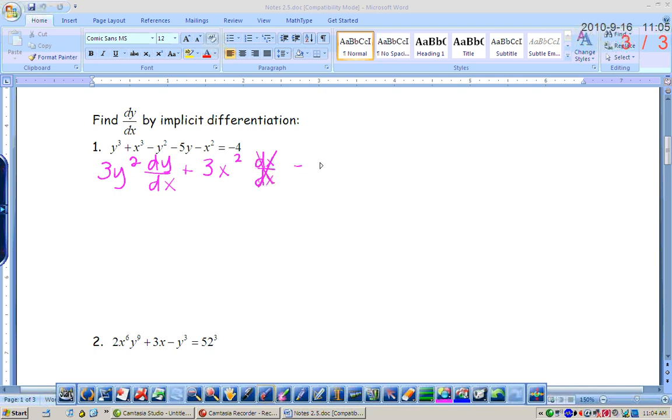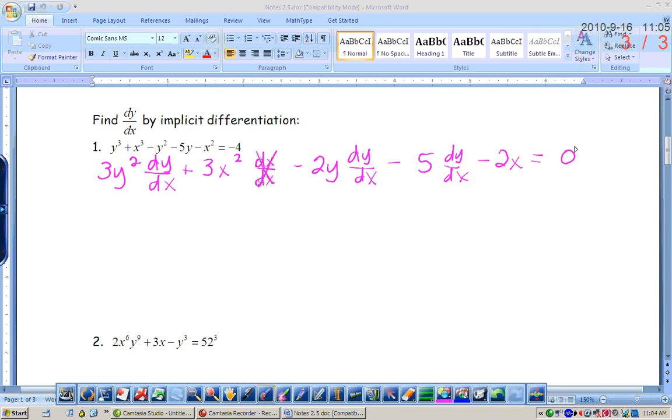And then the next term, the derivative will be 2y dy dx, because we're using the chain rule here. We're using the power rule, but then I have to take the derivative of what's being raised to that power. So dy dx, and then what would the next term be? Good. Minus 5 dy dx, minus 2x equals what? 0. Good. The derivative of a constant is 0.